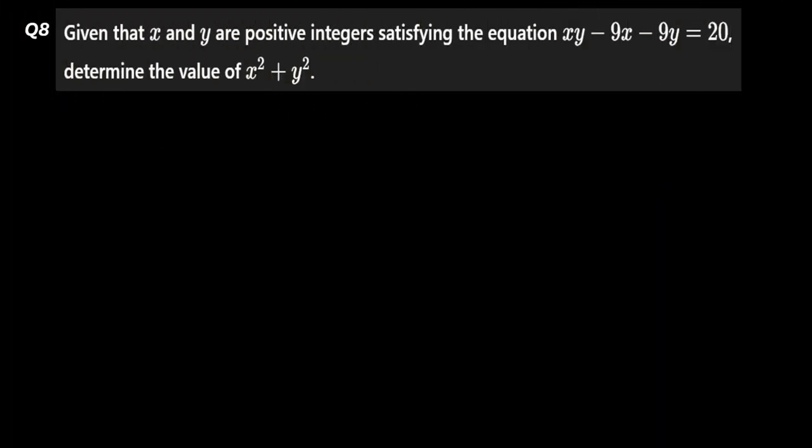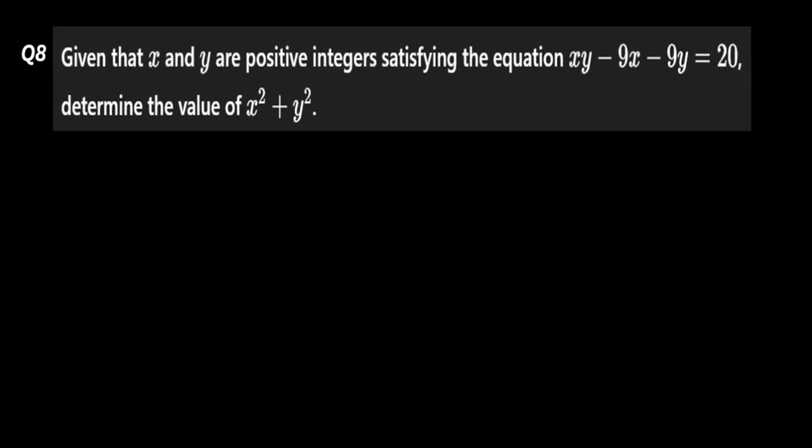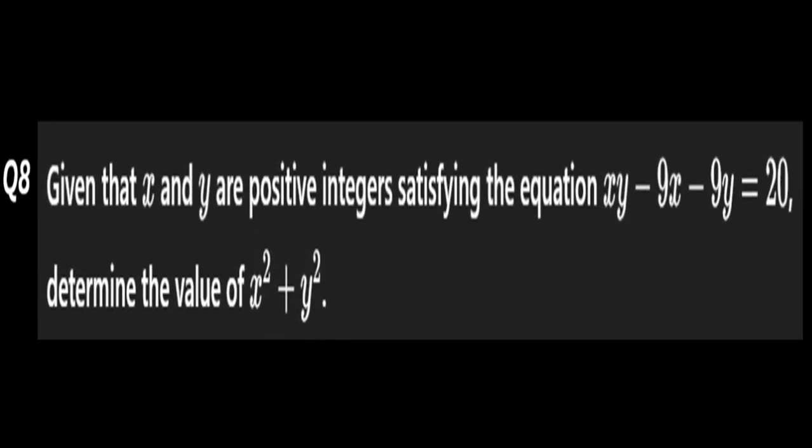We are given that x and y are positive integers satisfying the equation xy minus 9x minus 9y equals 20. We are asked to find the value of x squared plus y squared.